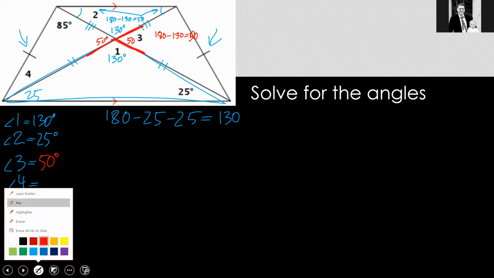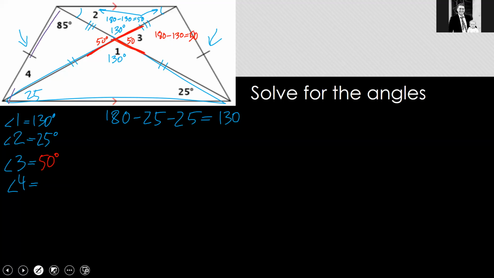And then all I have to do is consider that I have this triangle. And I can take that 85 and 50 away from 180. So I have 180 minus 85 minus 50. That's going to give me 45 degrees. Perfect.